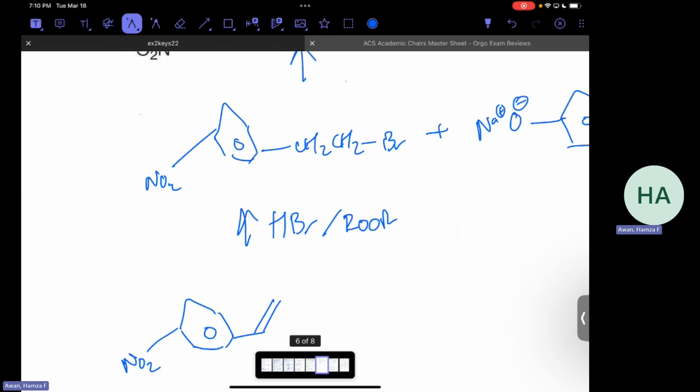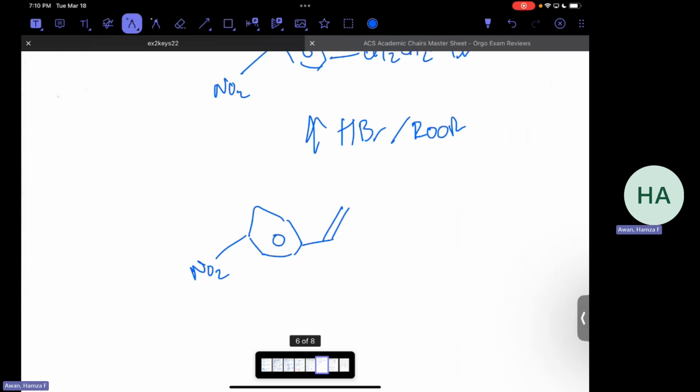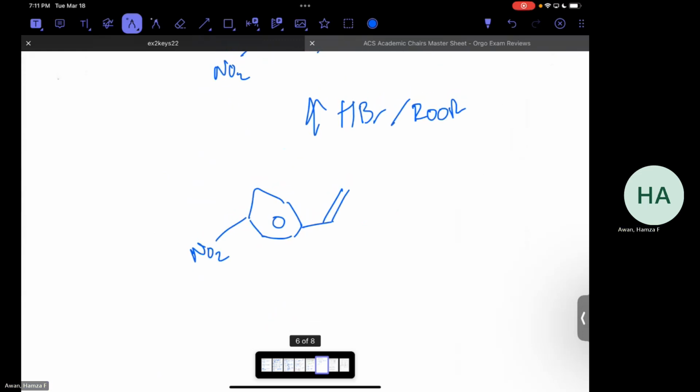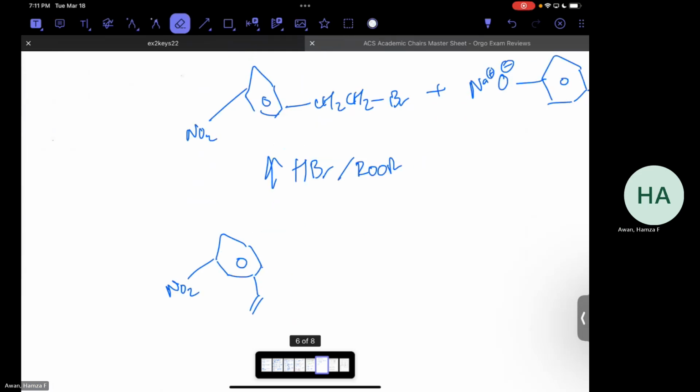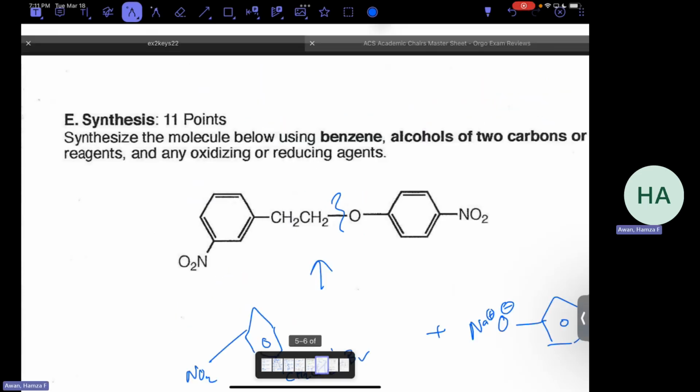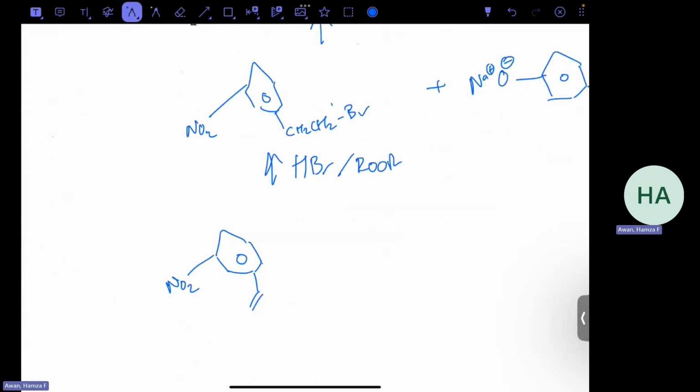Did I draw them para? I think I did draw them para. Yeah, I did. Okay, let me redraw this real quick. Because they're meta here, we're going to keep them meta.